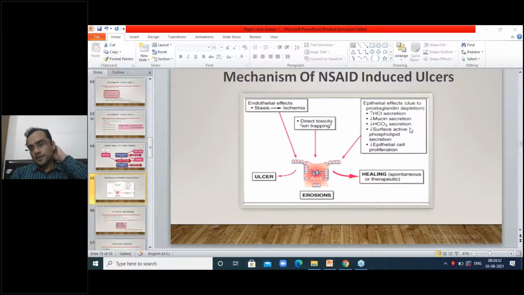The other thing is that, as we know, prostaglandins are a protective, defensive mechanism for the gastric epithelium. So as NSAIDs inhibit prostaglandin synthesis, they lead to an increase in acid secretion and a decrease in mucin and bicarbonate secretion, which leads to ulcer formation.